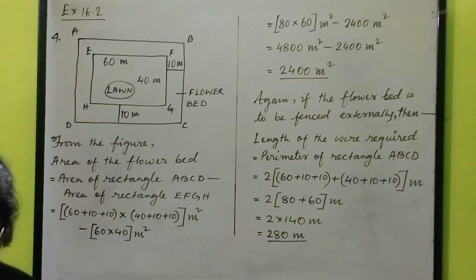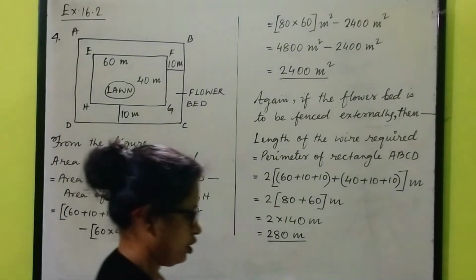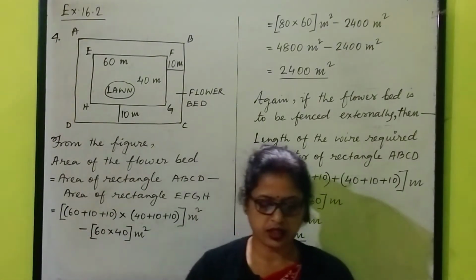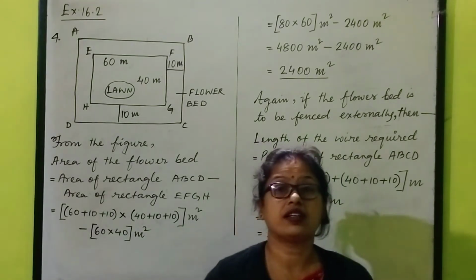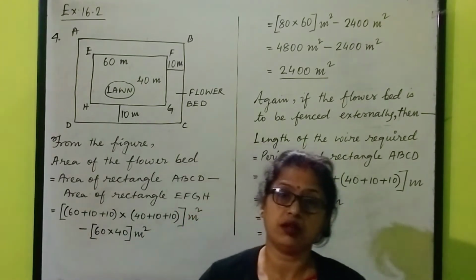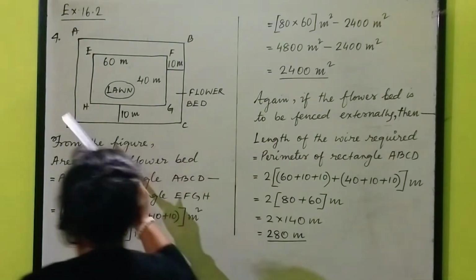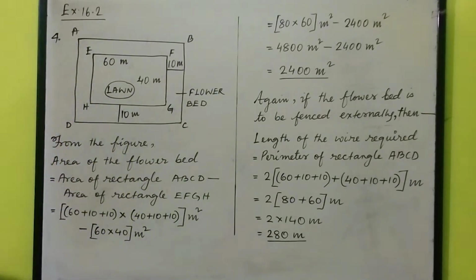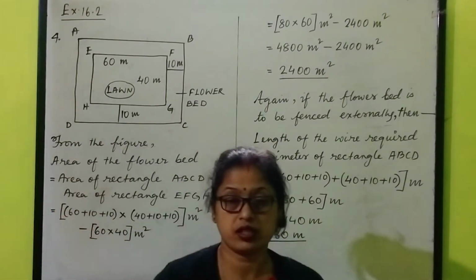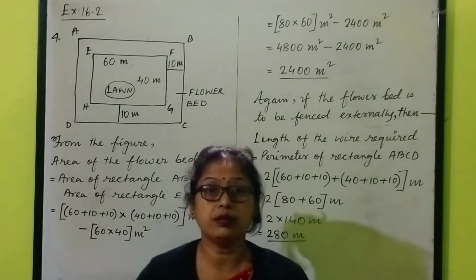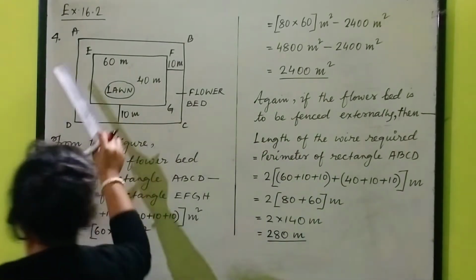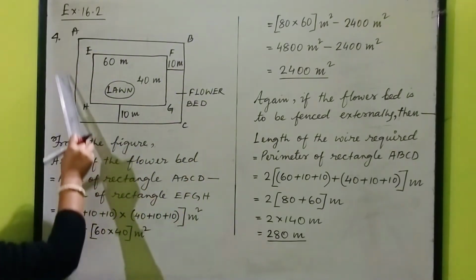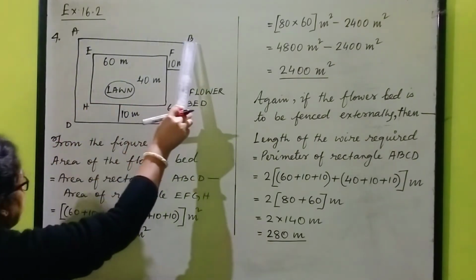Now, come to the next part of the question. The next part of the question is, if the flower bed has to be fenced externally, means fencing you will put on the boundary. Okay, externally means you have to put the fence here. What is the length of the wire required? So always remember, my dear students, length of the wire means perimeter. Now perimeter of what? Externally. Externally means this. That means the length of the fence required will be the perimeter of the rectangle ABCD.